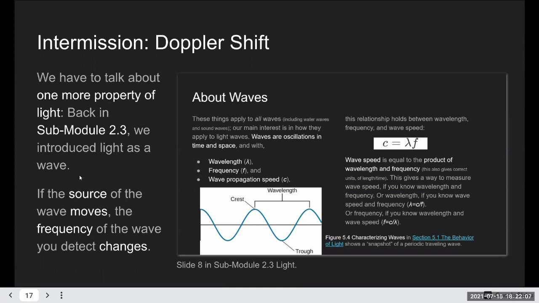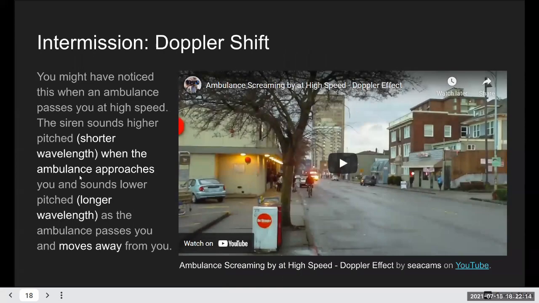So Doppler shift is the shift of wavelength and frequency that occurs when the source of the wave moves. And here's a quick demonstration of that with a sound wave. It's fun, listen to it, I won't.